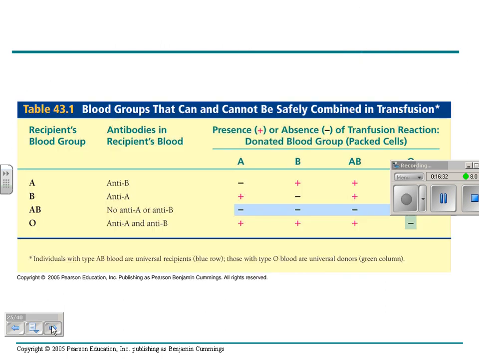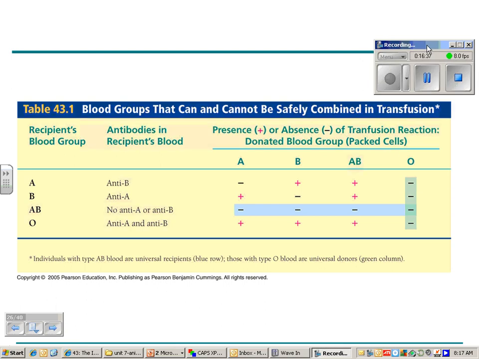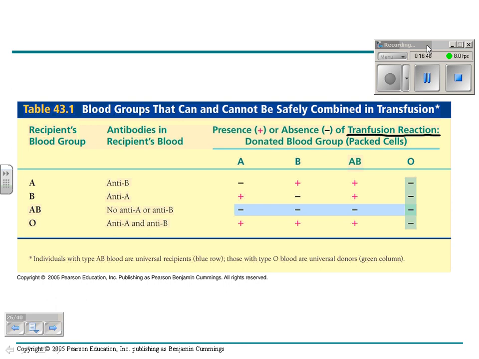So if we look at the next chart, table 43.1 in your book, you see the recipient's blood group and the presence or absence of a transfusion reaction. This means if it's a plus, you can't do it. Don't put B into A. Why? Because it produces anti-B antibodies. Don't put AB into A. Same reason. O, notice, can go into anybody. That makes O the universal donor.